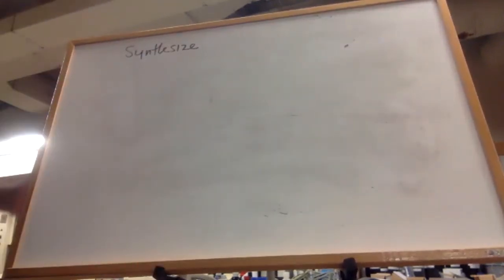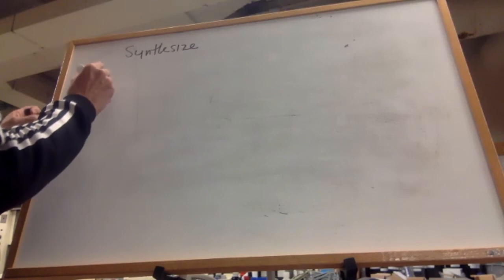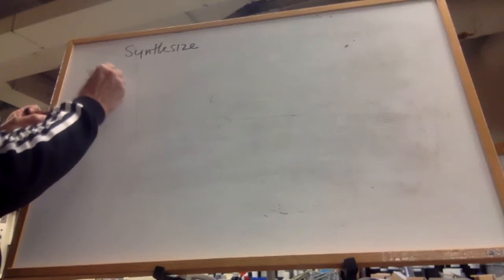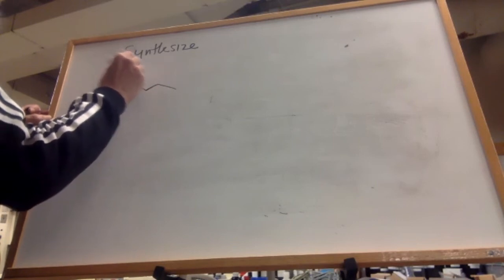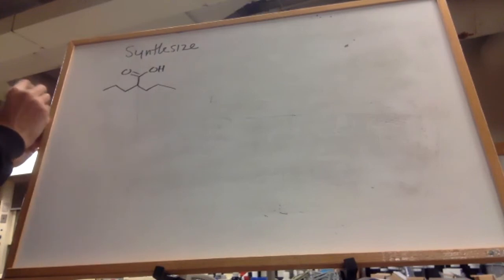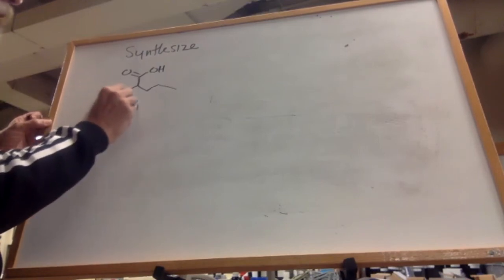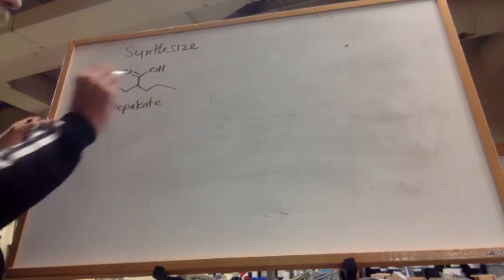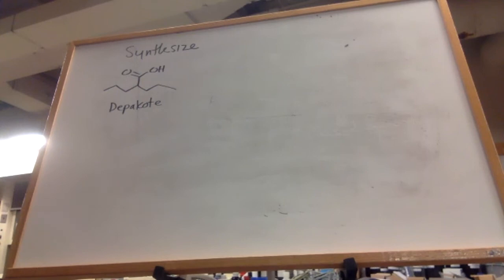So let's try something now a little bit more challenging. And that would be the synthesis of this carboxylic acid. Okay, this is the drug Depakote. Depakote is an anti-mania drug.